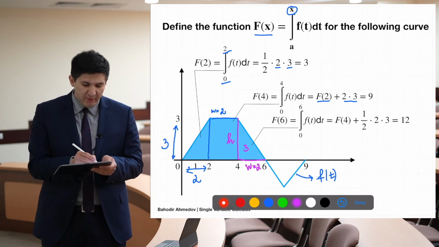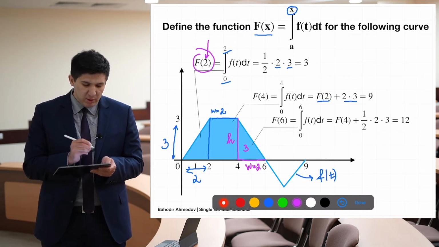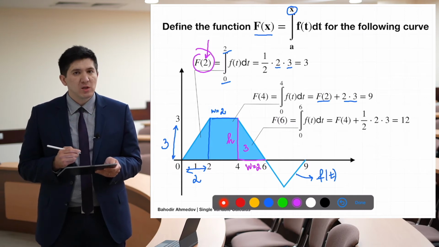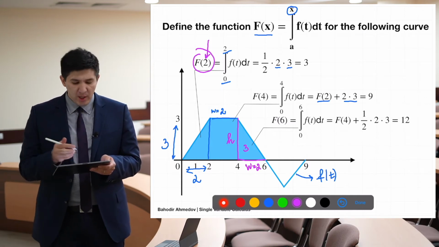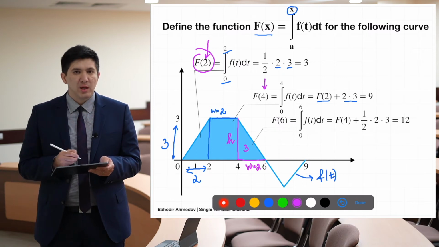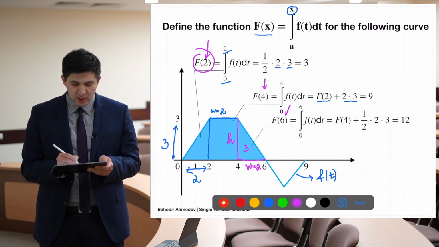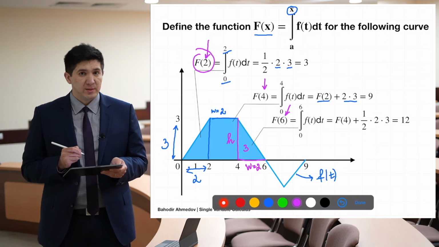Okay, so you see, f of 2, if I substitute this 2 as an argument to this function, is going to give me the area until 2. If I substitute the 4, it is going to give me the area until 4. If I substitute the 6, it is going to give me the area until 6.